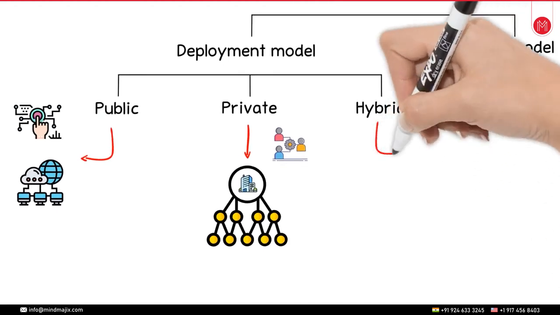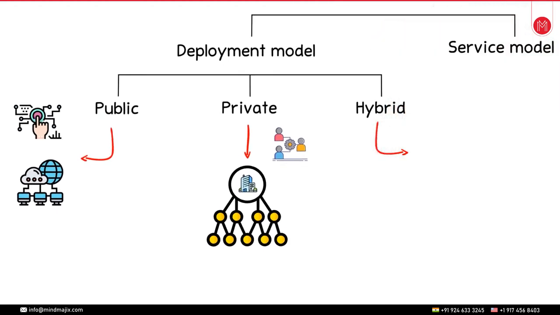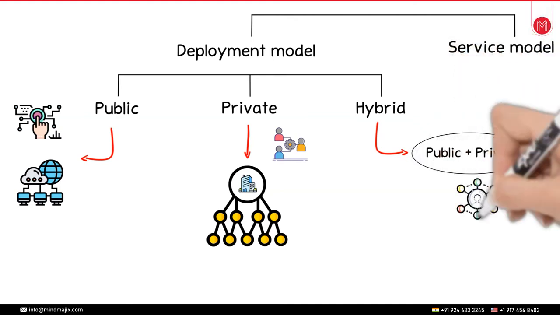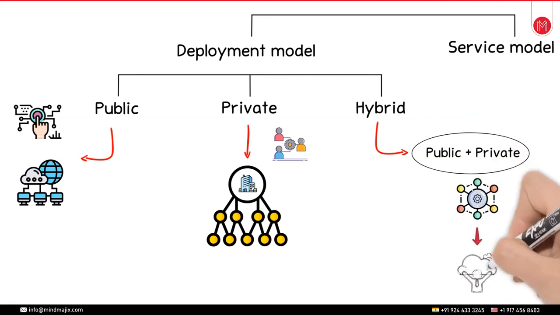And the third type here is the hybrid cloud. In simple words, a hybrid cloud is a combination of public and private clouds. Here, the resources of private and public clouds are shared to make data handling more flexible and provide better services than ever before.